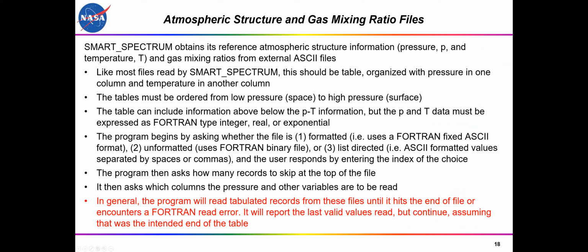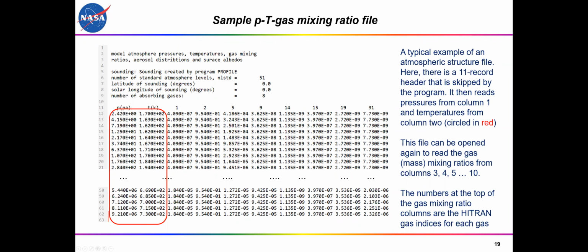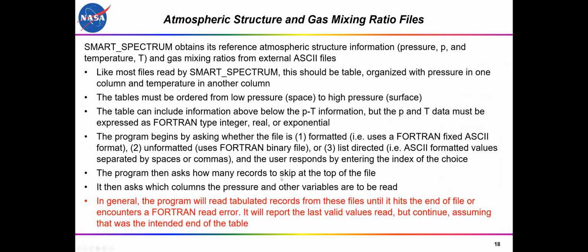The program then asks how many records to skip at the top of the file. Here, I've got a bunch of junk up here that the program doesn't need. I need it, so I can remind myself what this profile was from, how it was generated, how many levels it might have, just so it's readable to me, the human being. But the code doesn't need that information. So I'm going to skip across the top 11 records in the file.